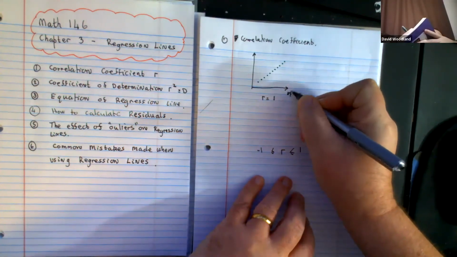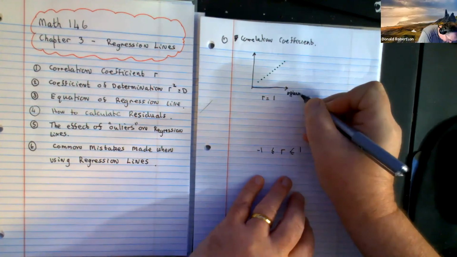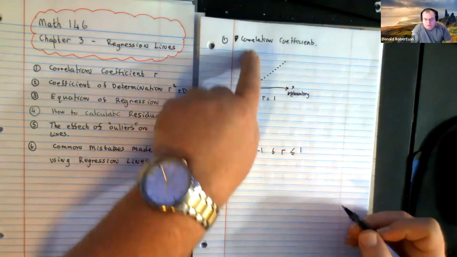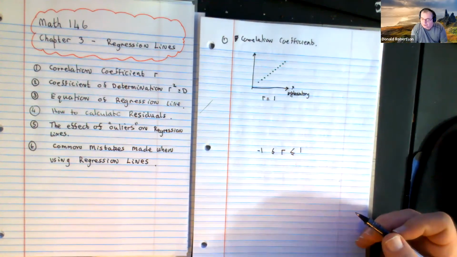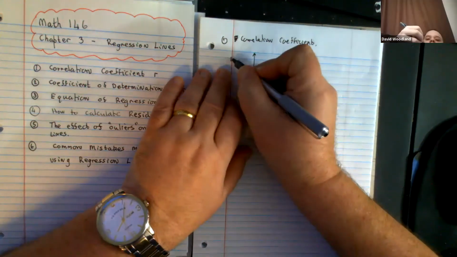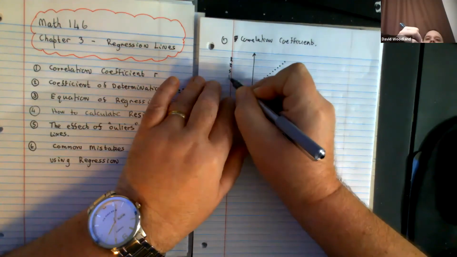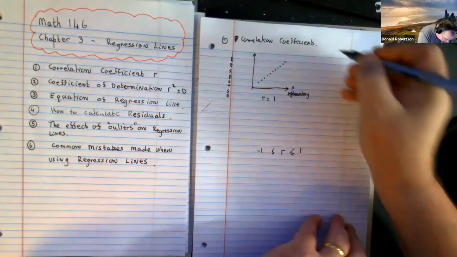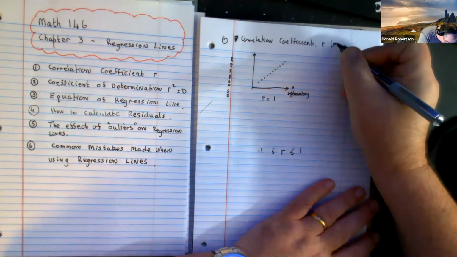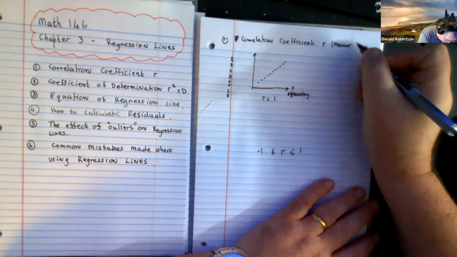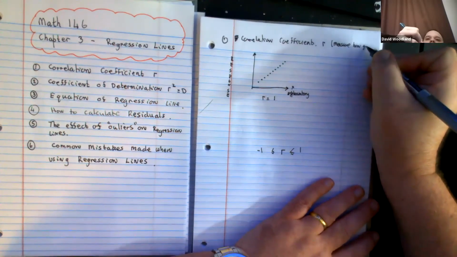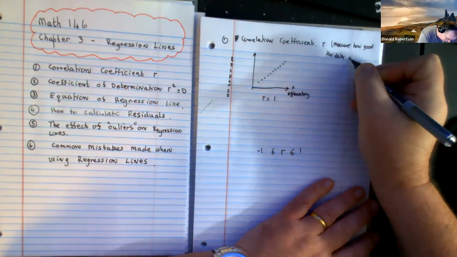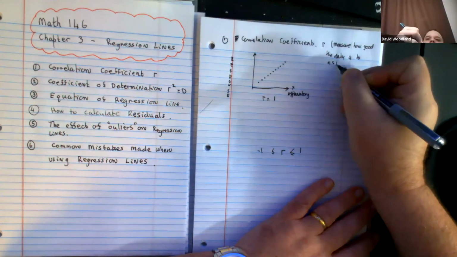The x-axis is your explanatory variable. Let's put that term in again. Can anybody remember what the y-axis is called? It has a name. That's the response one, isn't it? Yes, it is. Now, what the correlation coefficient R does is it measures how good the data is to a straight line.